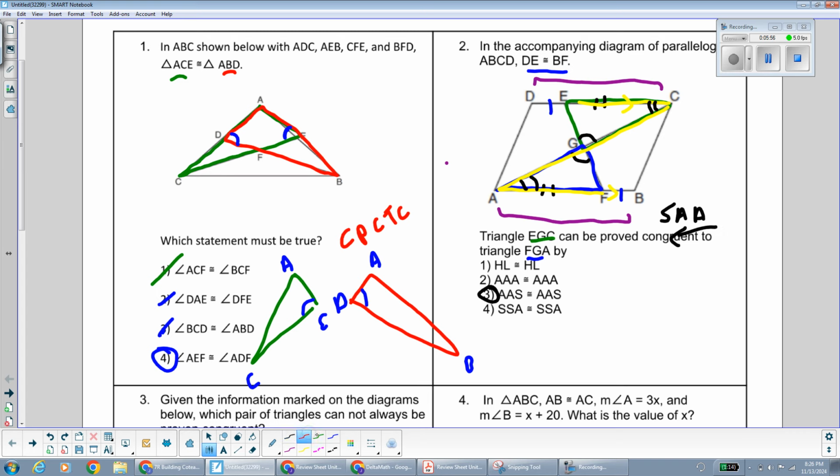We could eliminate AAA right off the bat. That does not work to prove triangles congruent. We could also eliminate this. This does not work to prove triangles congruent. This is a bad word if you read it backwards. And we didn't have right triangles here, so we actually could have eliminated everything.